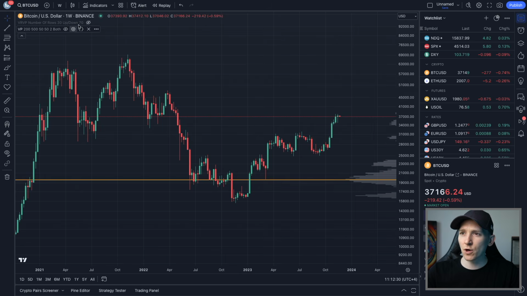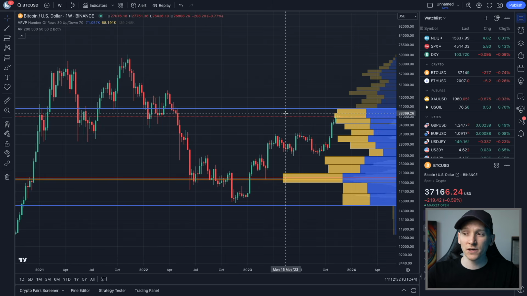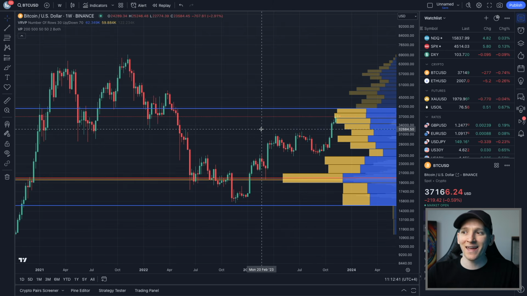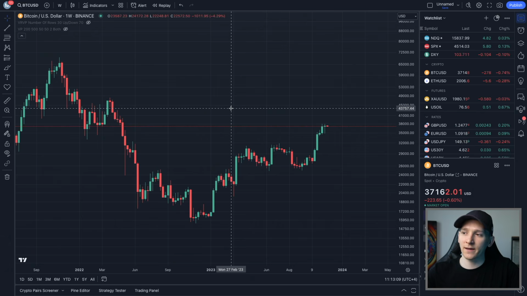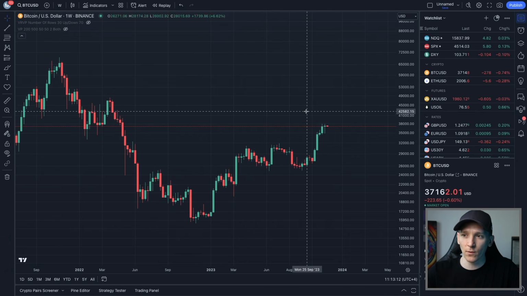VPVR is showing us a visual representation of where the most volume has traded at a certain price, and we can use this as support and resistance levels and areas to take positions when we're day trading or swing trading or anything else. From here, let's set up the indicator to give us the exact data that we need, and I'll explain exactly how to change the settings so you get it the way that you want.